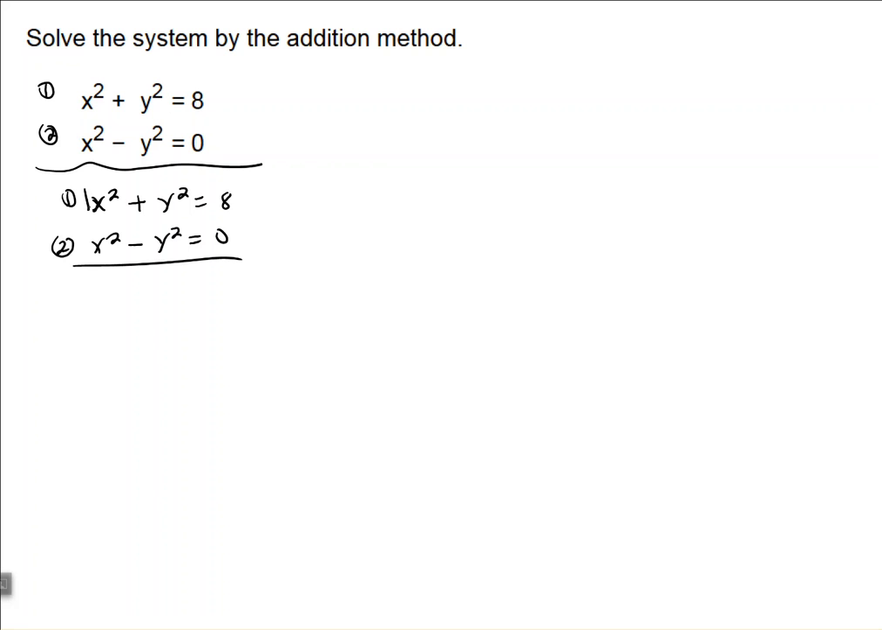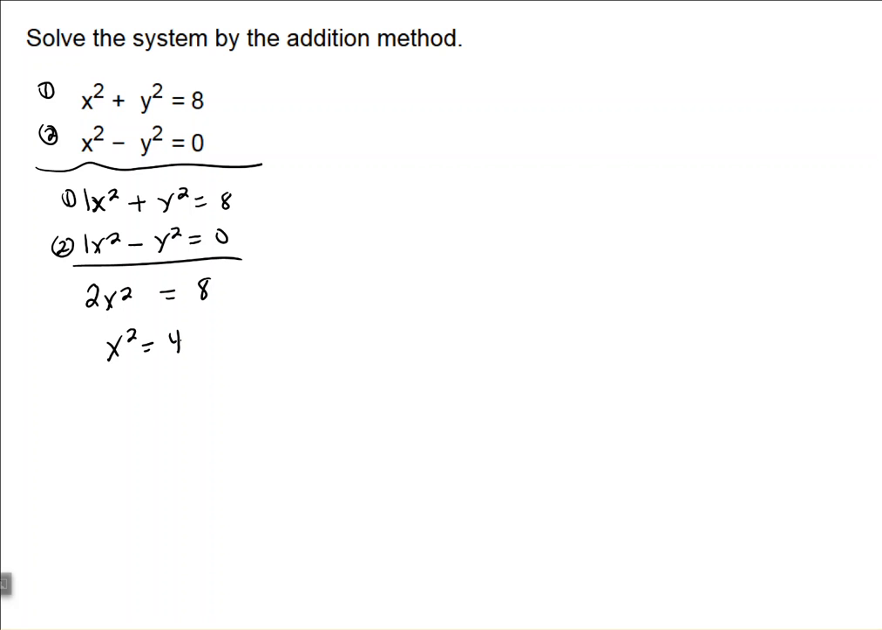So be careful. Remember, this is 1x squared plus 1x squared, which gives us 2 times x squared. The y squares cancel, equals 8. Divide both sides by 2.